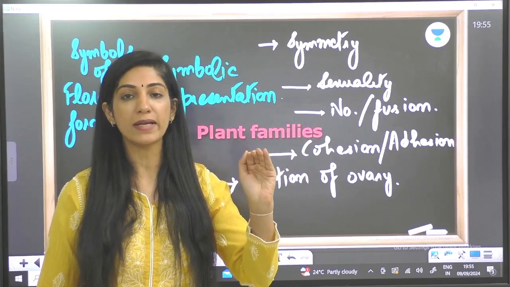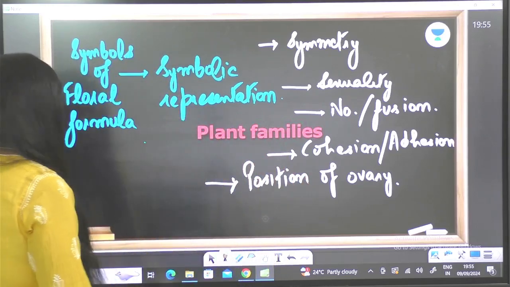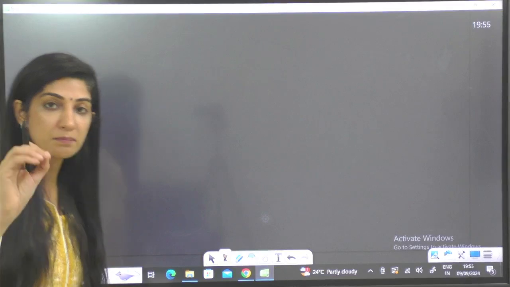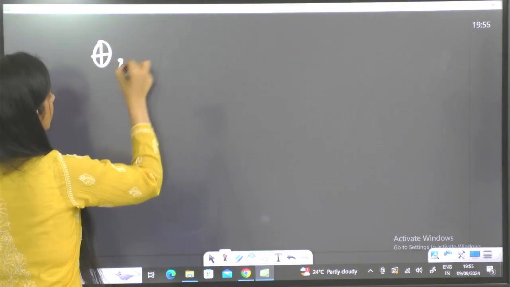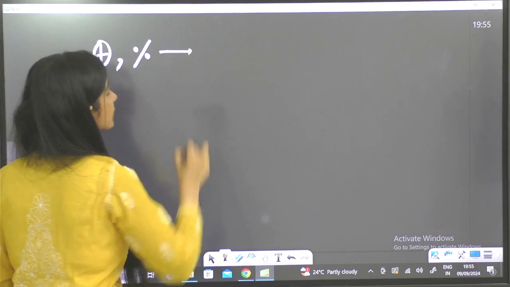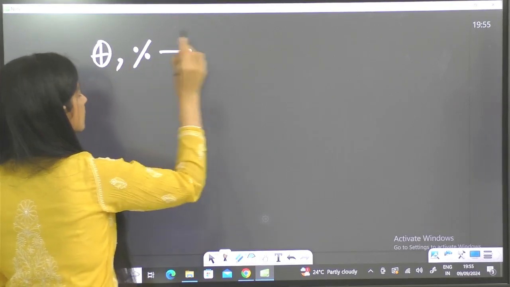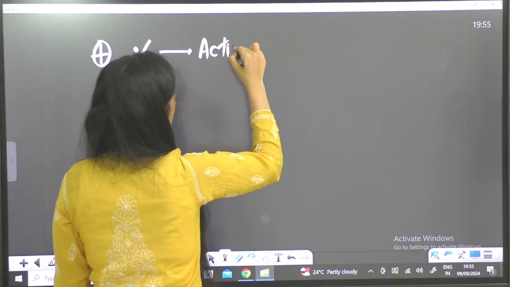Please go and watch the lecture. Can't say that enough. So now I'm going to give you the list of the symbols here. If this is the symbol, or this is the symbol, it simply means that this is an actinomorphic flower.